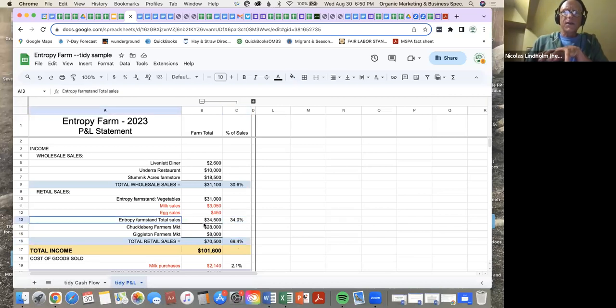And then I also just did a separate calculation for the farm stand, because I found this curious. So 34% of their total sales is from the farm stand. So, what does that mean?